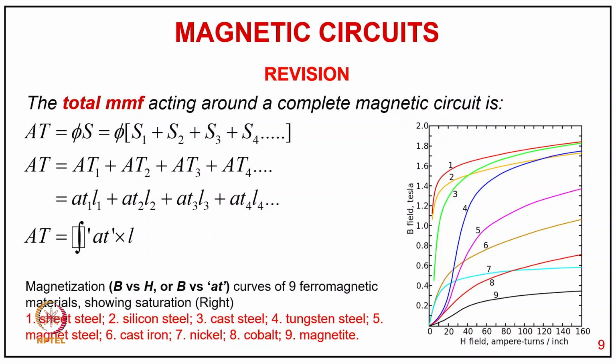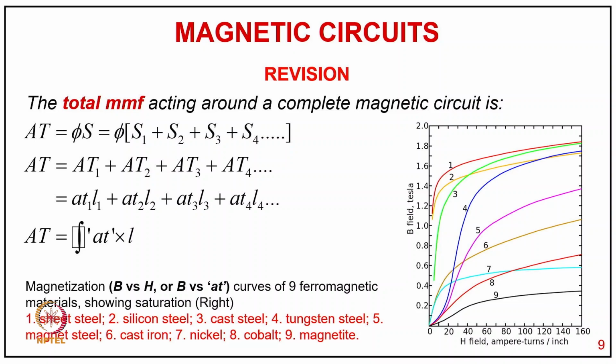Here we can see the magnetization BH curve, or B versus AT curve, of ferromagnetic material, showing the saturation in the characteristic. If you see, they are reasonably non-linear except for the initial portion. These characteristics are given: the first is for sheet steel, then steel, cast steel, tungsten steel, magnet steel, cast iron, nickel, cobalt, and the ninth is magnetite.